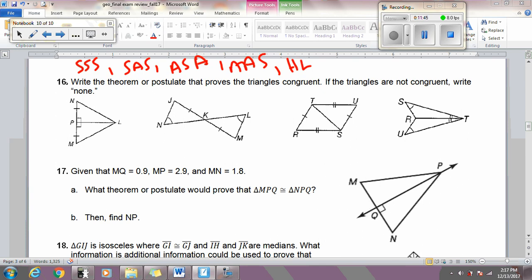Let's get started. So for the first picture, NP is congruent to PM. So that's a side. I have 2 right angles, or a right angle per triangle. So that's an angle per triangle. And then they share this side right here. So that's another side. So side, angle, side.